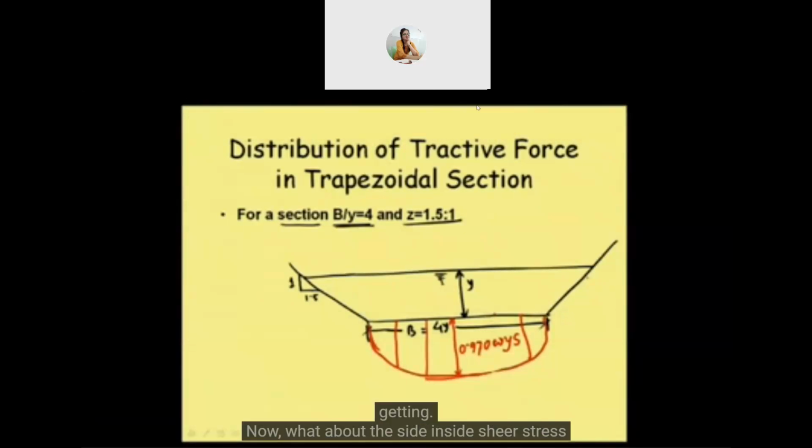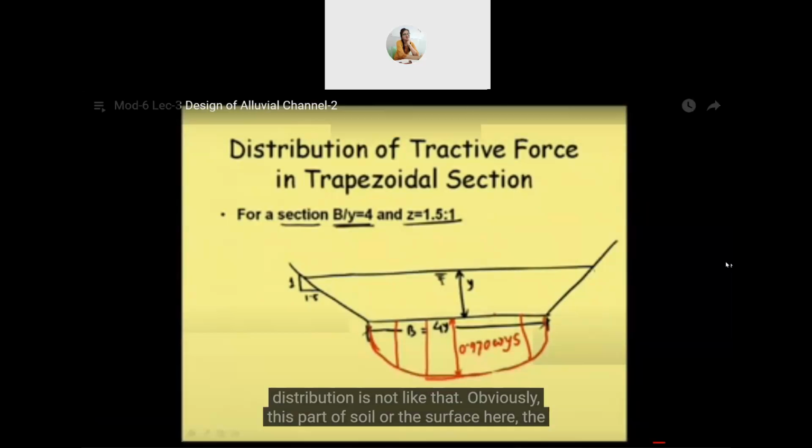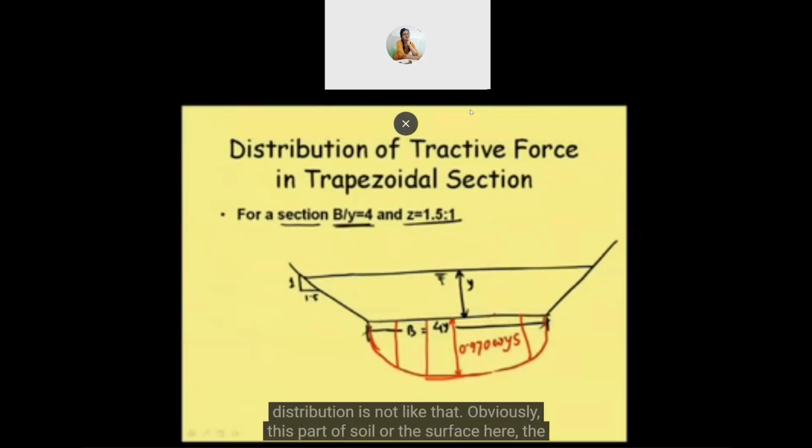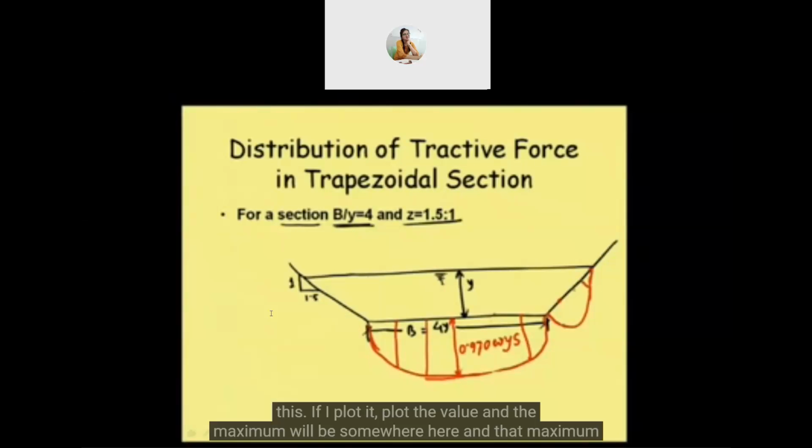On the side, the shear stress distribution is not like that. Obviously, on this part of the soil or surface the depth is less, and that is why the shear stress will also be less. But here it is increasing. If I plot the graph, it will be 0 here, then here we will have some value, and the distribution will be like this. Shear stress distribution will be like this, and the maximum will be somewhere here.